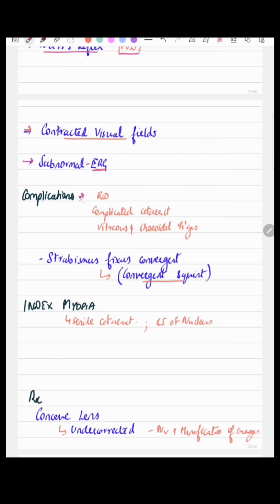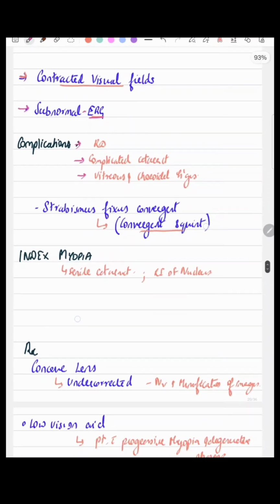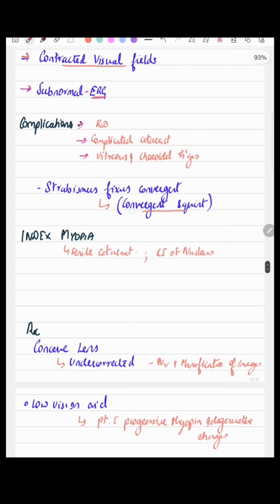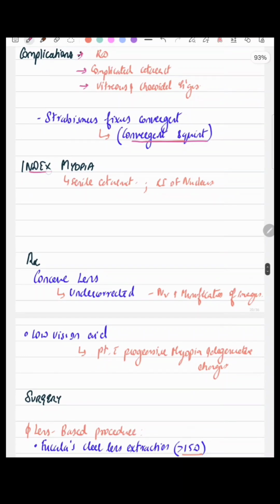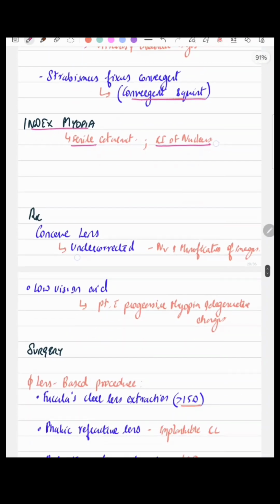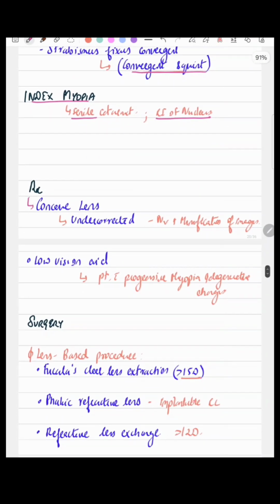Complications include retinal detachment, complicated cataract, vitreous and choroidal hemorrhage. Strabismus fixus convergence, that is convergent squint, can be seen in severe cases. Index myopia is a premonitory symptom of senile cataract when it is due to increased refractive index of the nucleus of the lens. Treatment is concave lens, usually undercorrected to avoid problems of neovision and minification of images.